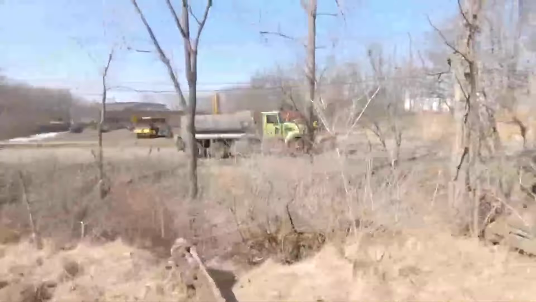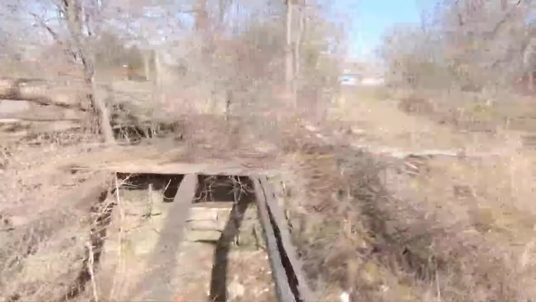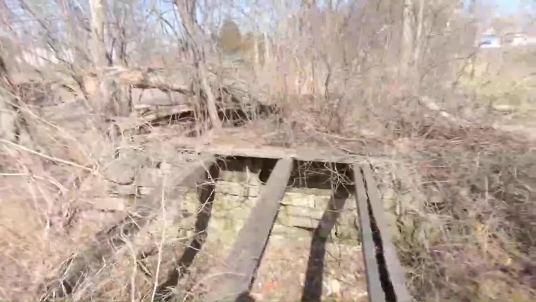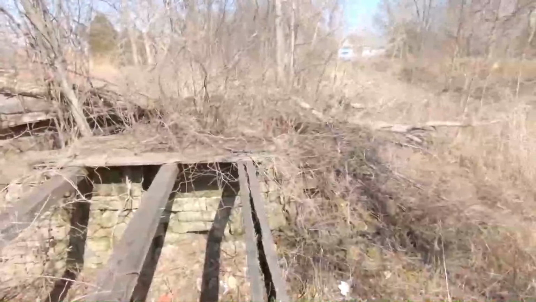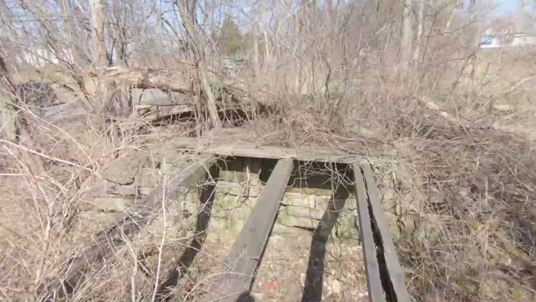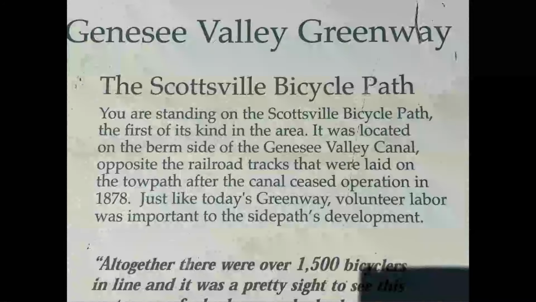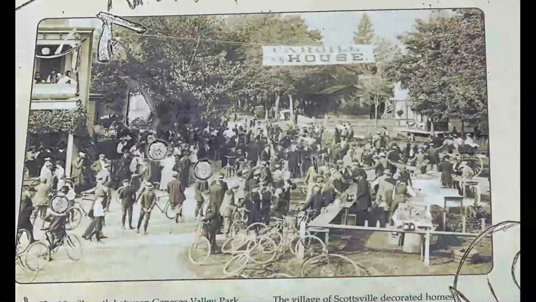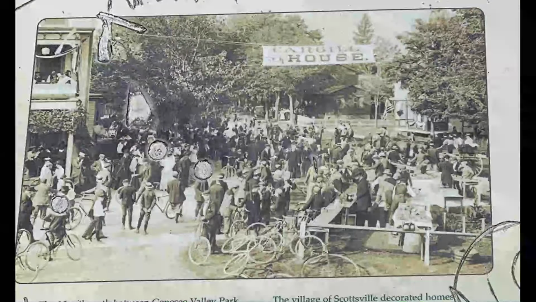Again, we got the road right out there, kind of noisy. Planks going across here. I don't know, I think maybe they used this as a roadway after the canal was abandoned. A couple of days after I videoed this, I found out that a 10-mile bicycle path from the Genesee Valley Park to the village of Scottsville opened in 1896, built on the west side of the berm of the Genesee Valley Canal, opposite the railroad tracks. And so they would have had to build a wooden bridge over the spillway. And here's a crowd of bicyclers in the Genesee Valley Park waiting to use the new trail when it opened in 1896.